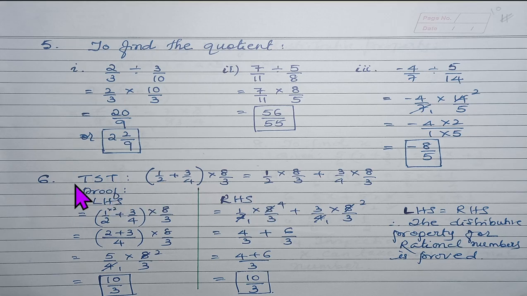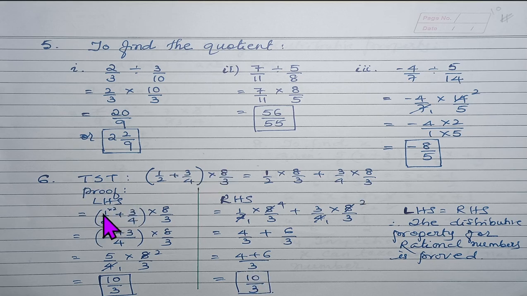Now the next example, that is we have to show that 1 by 2 plus 3 by 4, into 8 by 3, is equal to half into 8 by 3 plus 3 by 4 into 8 by 3. This is nothing but the distributive property, that is distribution property of multiplication over addition. So please understand this. We have to prove that LHS is equal to RHS. So let us go for the proof.